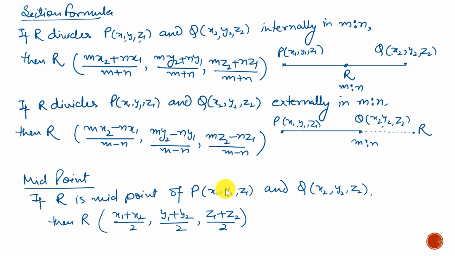If R is the midpoint of P and Q, then the coordinates of R are (x1 plus x2) divided by 2, comma, (y1 plus y2) divided by 2, comma, (z1 plus z2) divided by 2.